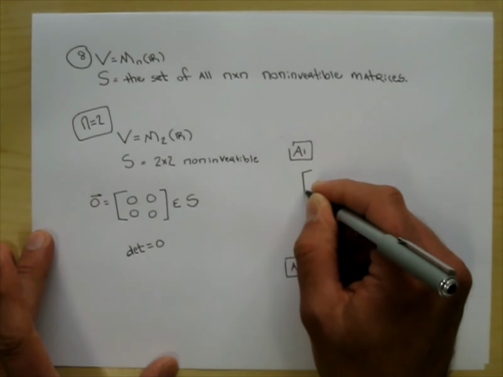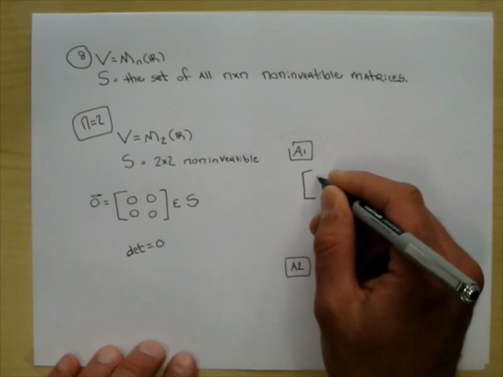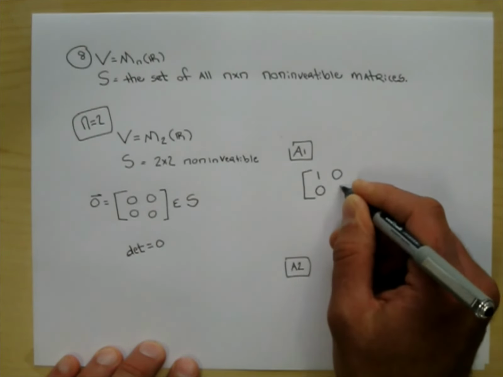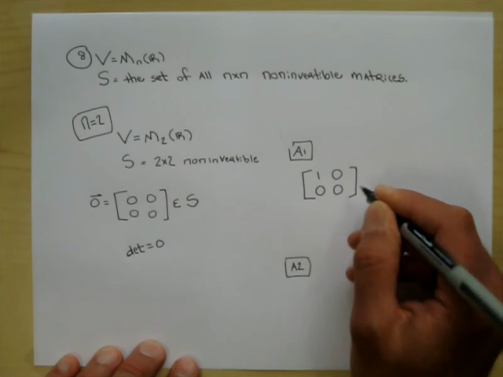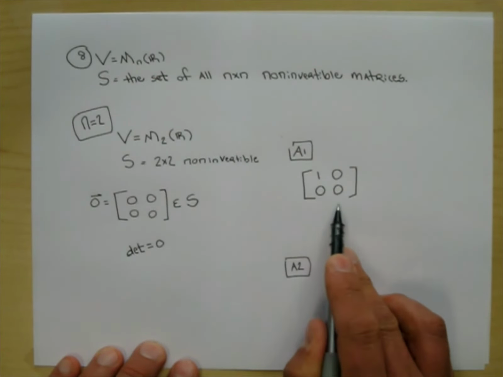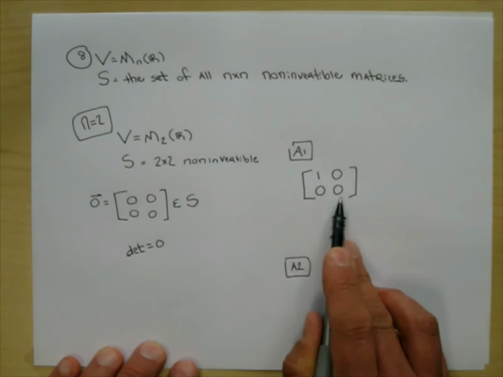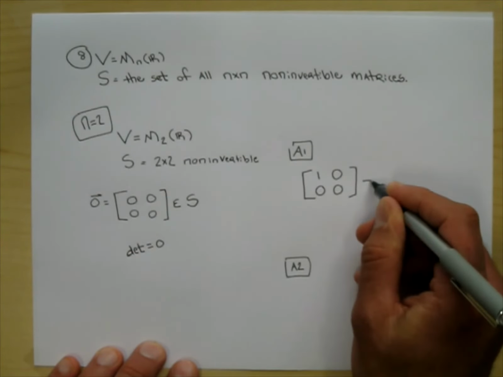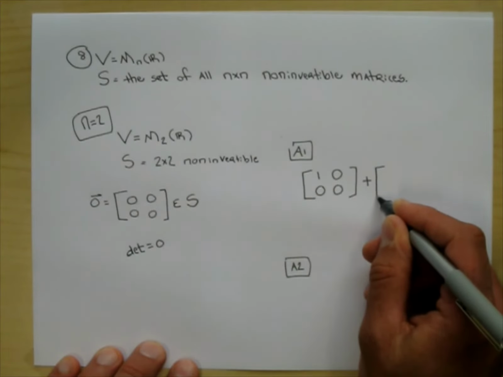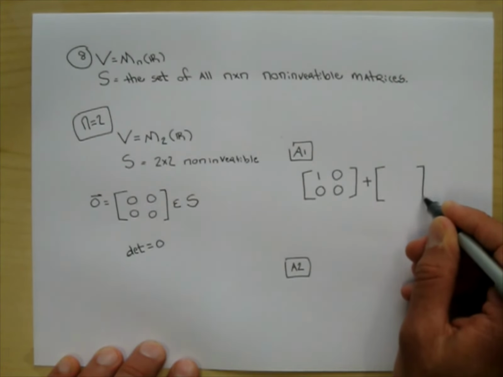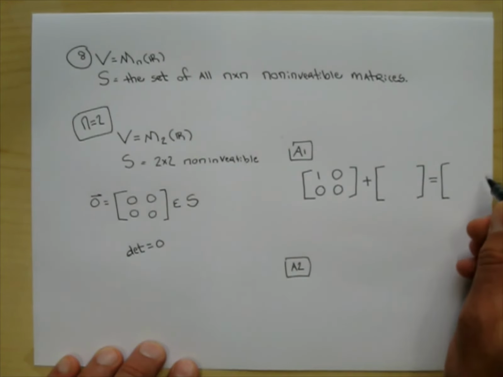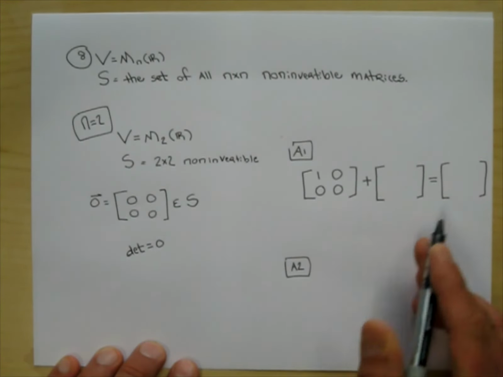Now let me just put up a creature that is a non-invertible matrix. 1, 0, 0, 0. So look, if you do the determinant AD minus BC, that is 0, because it's 1 times 0 minus 0 times 0. Can you add that to another non-invertible creature to get something where you would have a determinant that was like 1 or something else? And the answer is yes.